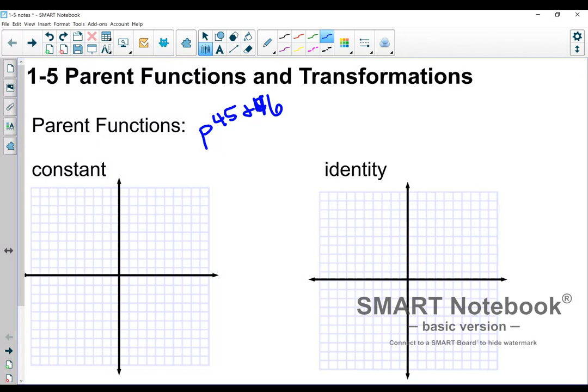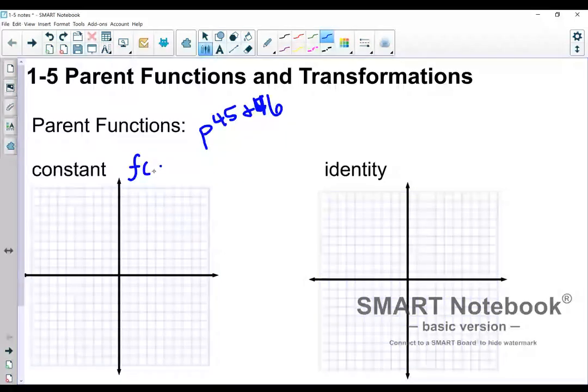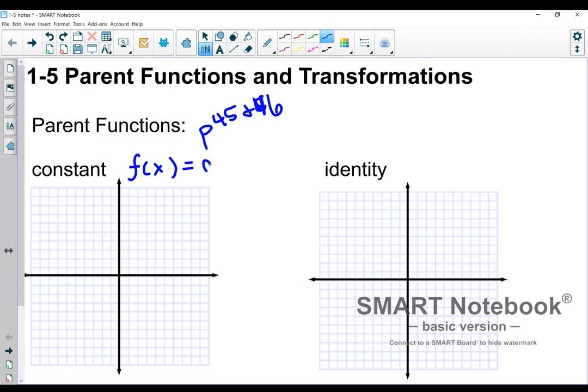So for a constant function, we mean when f of x just equals a constant like c. And so what we get in that case, think of this as like y equals a number, is some kind of horizontal line. So in this case, my horizontal line would be at c on the y-axis, and so that's f of x equals c.